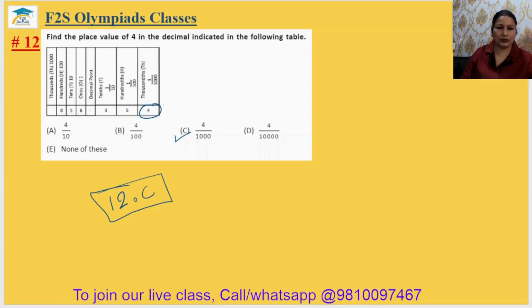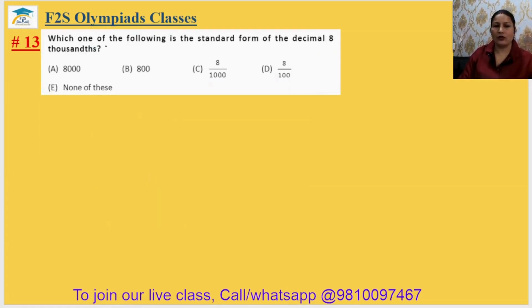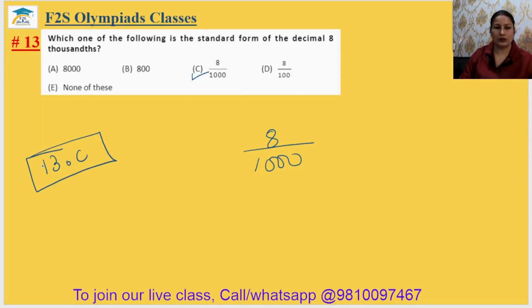Come to question number 13. Which one of the following is the standard form of the decimal 8 thousandth? 8 thousandth means 8 by 1000. It is in option number C. The 13th answer will be option C.